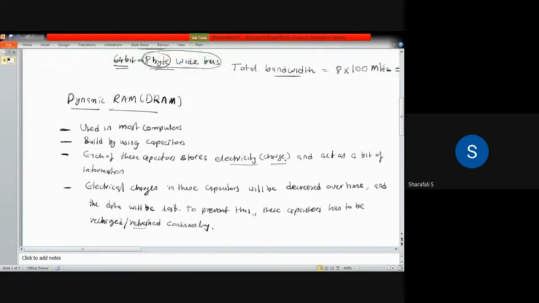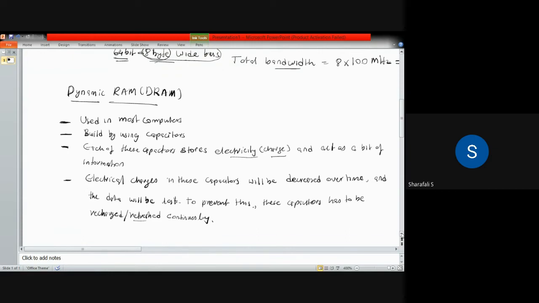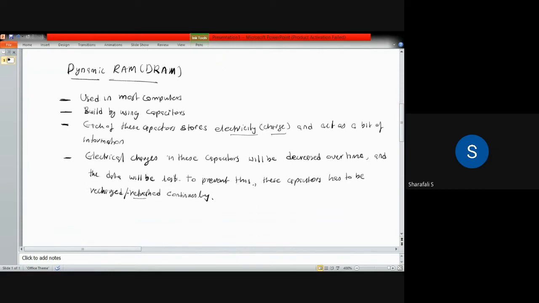So basically that means the dynamic RAM requires an electric current to maintain the electrical state. What this entire paragraph means is that this DRAM requires an electric current to maintain this electrical state.